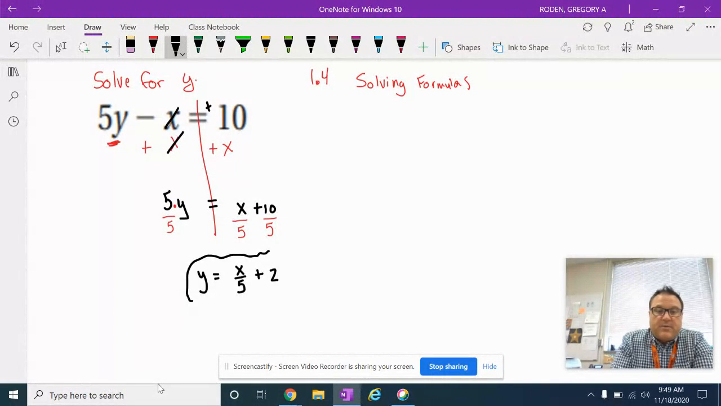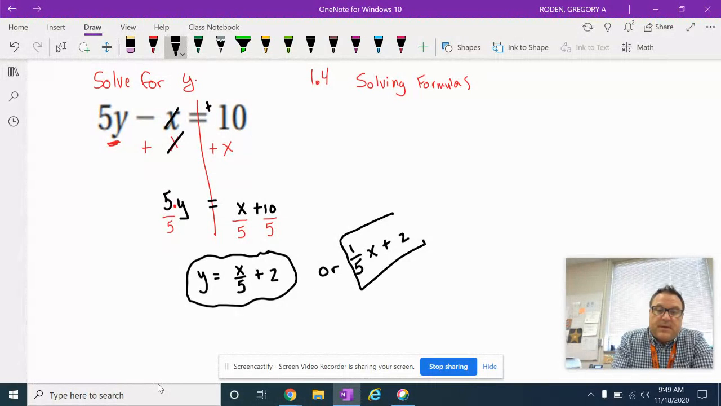And this is an answer we can get. Or there is another answer that you could put in here. You could say 1/5 x plus 2, because x over 5 is the same as 1/5 times x. Normally, we prefer this. And remember, guys, we probably don't want the y equals. We just want the answer: either the x over 5 plus 2 or the 1/5 x plus 2. Okay? Sound good? What do we got next?